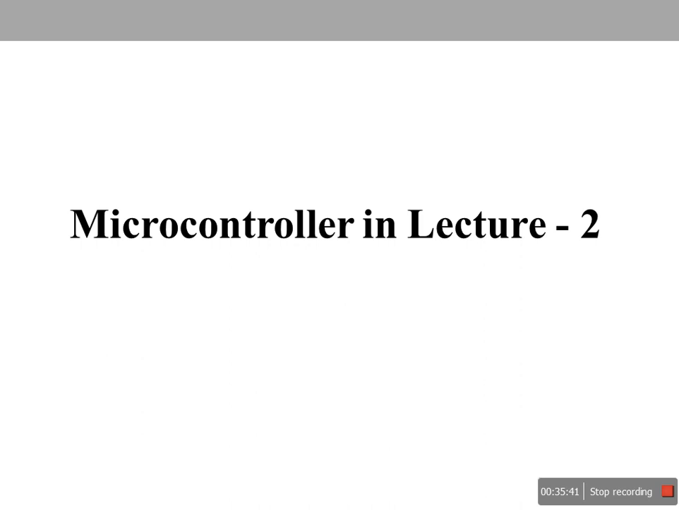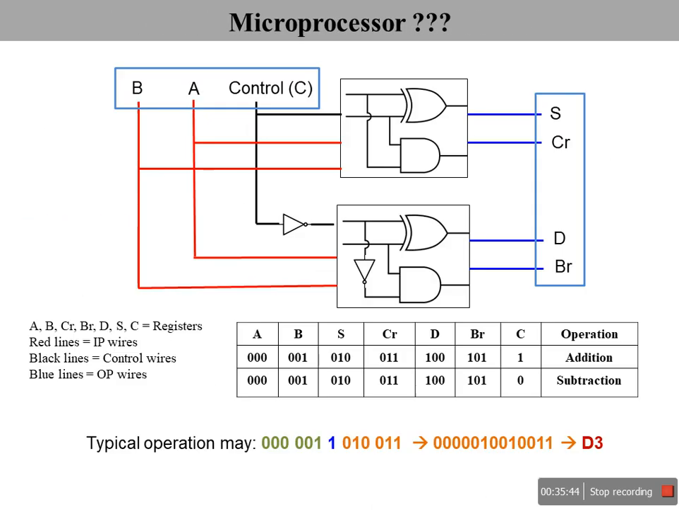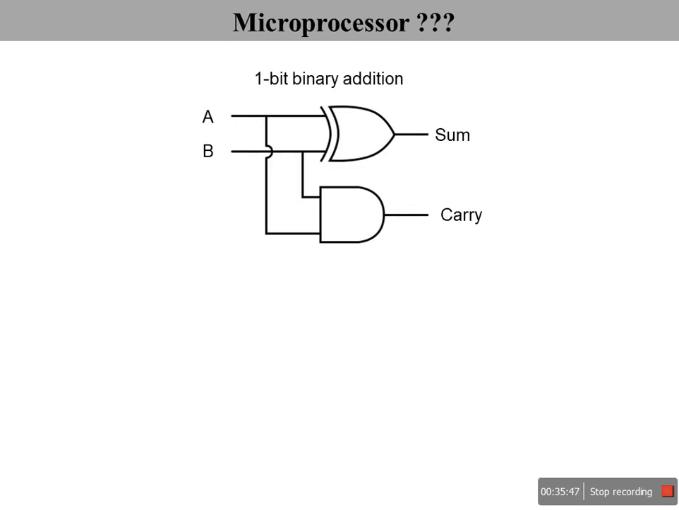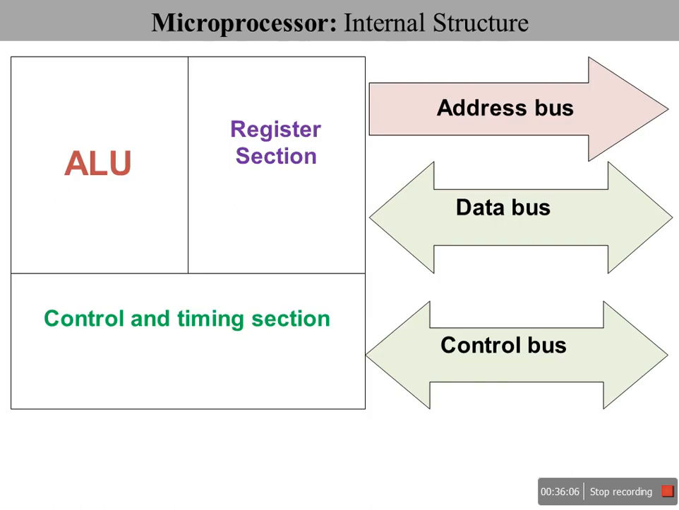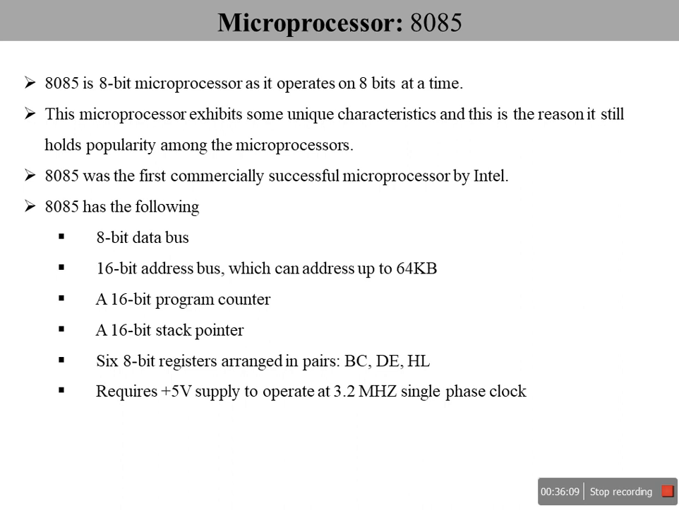Just to revise, a microprocessor is a multi-purpose programmable logic device that takes in numbers, performs arithmetic or logical operations according to the program stored in the memory, produces a result, and either stores it in memory or sends it to an output device. This is the functionality of a microprocessor. This is the internal block diagram of a microprocessor. There are function buses, and these are the features of the 8085. The 8085 has unique characteristics, hence it is still popular and used even in making applications.